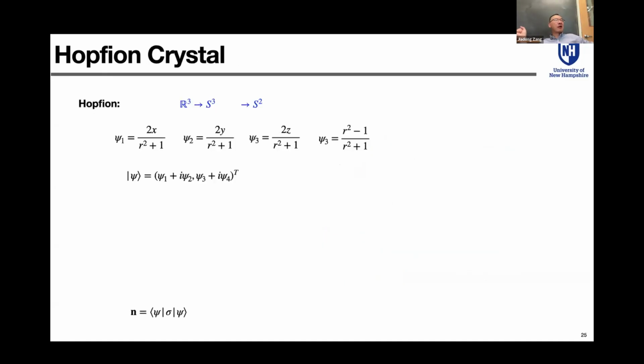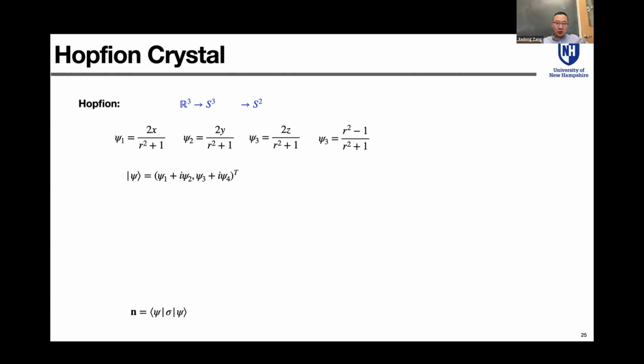So far, we only talk about the individual Hopfion. And from the fundamental physics aspect, we are also interested in the realization of the Hopfion crystal. And actually, there is a way to construct a Hopfion crystal that we recently developed. So this is the way. And for Hopfions, this is what we used to construct that.